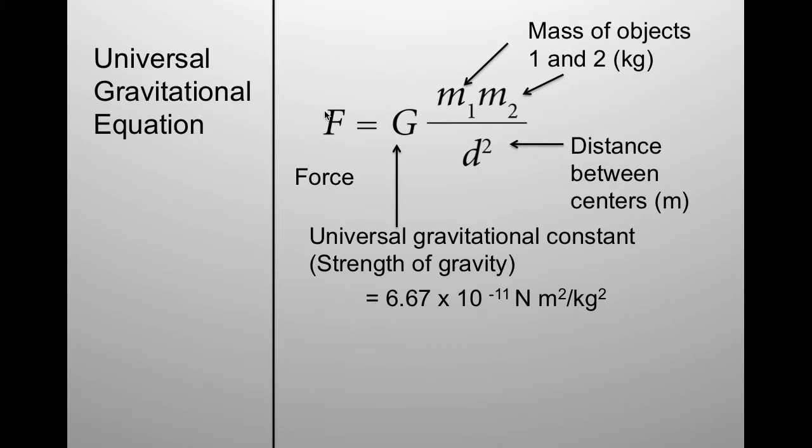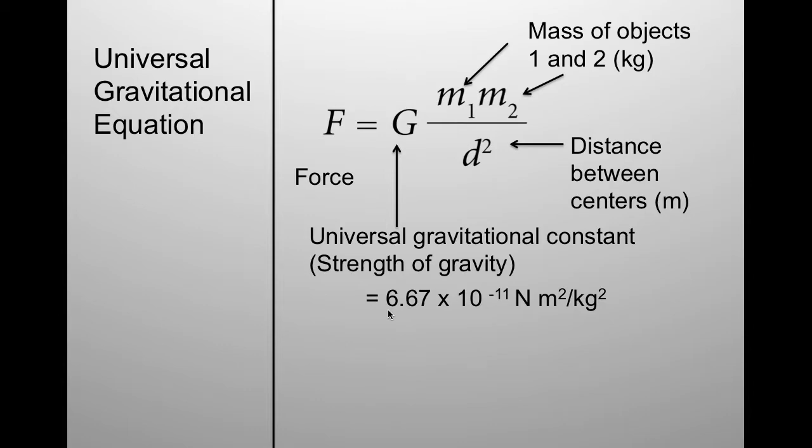The universal gravitation equation is denoted by the force equals the universal gravitational constant, G, times the mass of the first object and the mass of the second object in kilograms, all over d squared, which is the distance between the centers of objects 1 and 2.